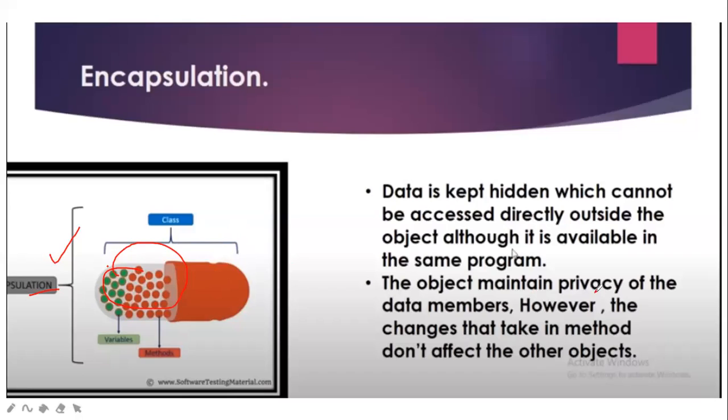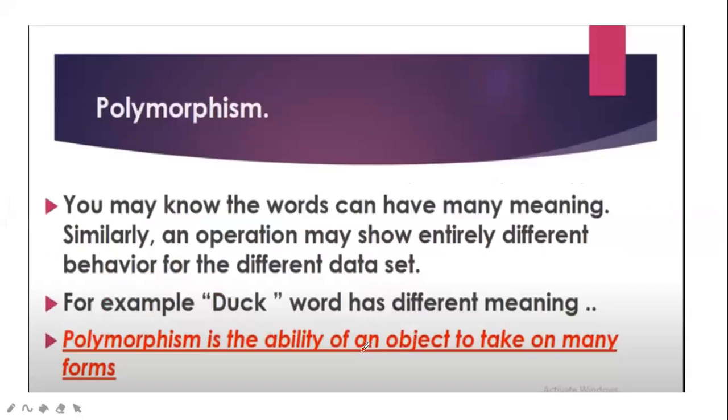Now the object maintains privacy of the data members. That is what I'm saying, and I'm telling you that this is for the purpose of privacy. The object is maintaining the privacy for the data members. However, the changes that take place in a method don't affect the other objects. If there is a change in the method, it is not going to affect the other objects, right? So this particular is called the process of encapsulation. I hope encapsulation is clear to you all.